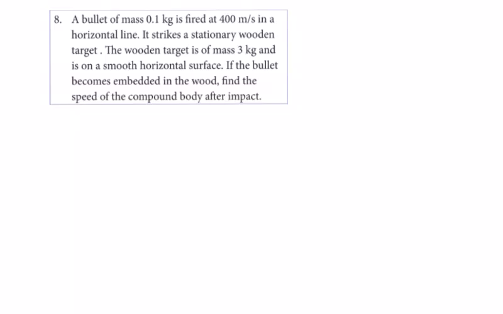So here we have a bullet of mass 0.1 kilos. It's fired at 400 meters a second in a horizontal line. Let's say it's going here in the positive y direction. It strikes a stationary wooden target. So we have this wooden target that's not moving, and its mass is 3. And if the bullet becomes embedded in the wood, find the speed of the compound body after the impact.